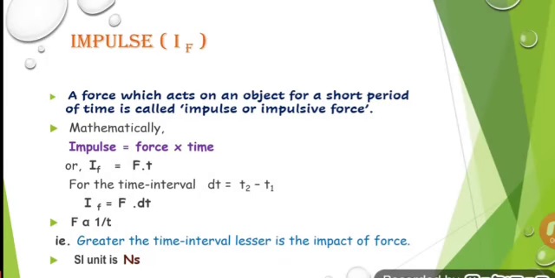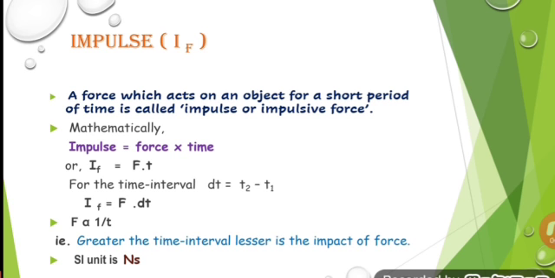Hello everyone, here is the next topic, impulsive force. Impulsive force means a force which acts on an object for a very short period of time. Mathematically it is expressed as impulsive force is equal to force into time, or IF is equal to F into T. IF is the symbol used to represent the impulsive force.